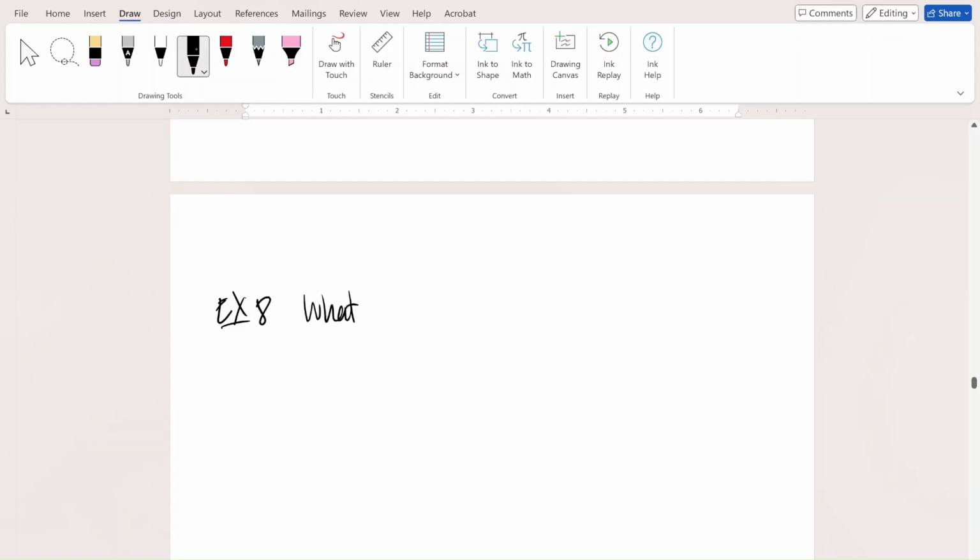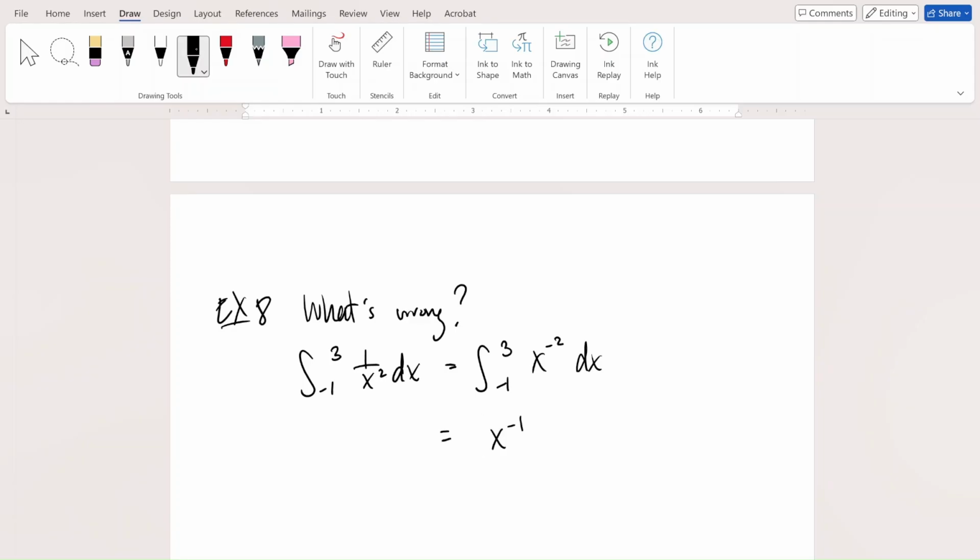Well, my question is, what's wrong with what I'm about to do as shown? So the integral from -1 to 3 of 1 over x squared dx is equal to, we'll take that and rewrite this as x to the negative second power dx. That way when I take the antiderivative, I can write x to the negative first power divided by -1. And then I'm going to evaluate it from -1 to 3.